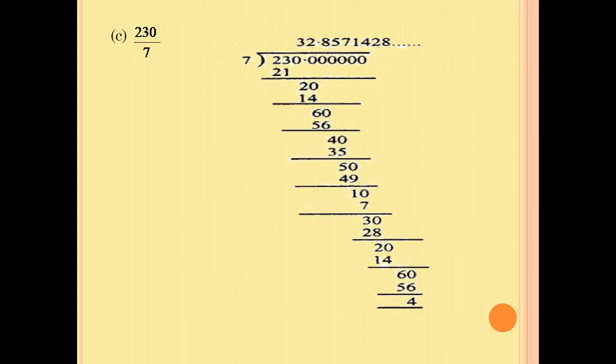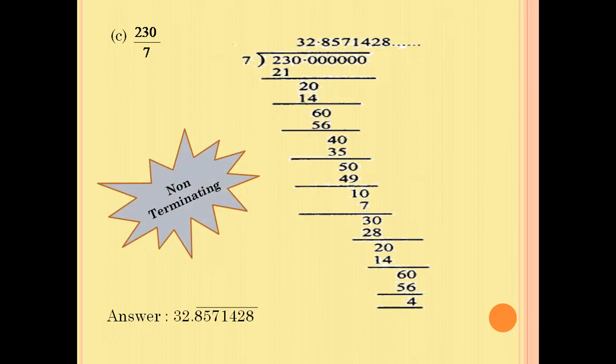I want you to pause the video and try this question yourself. So I am just showing you the answer. On dividing 230 by 7, my answer comes out to be 32.8571428. Now you can see again I have got 8. That is, my division process is not terminating and I am getting the same term again and again. So I will put a bar over all the repeating decimal places. So this is a non-terminating decimal.